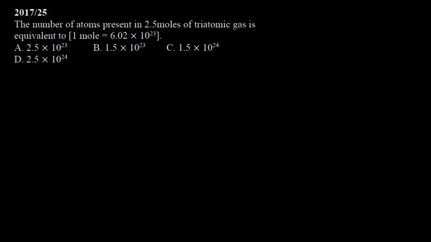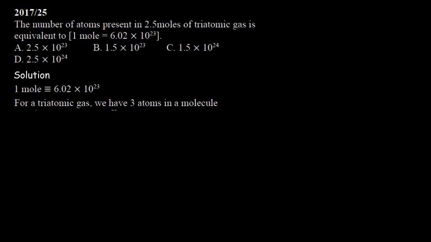We have another question from 2017, and it states that the number of atoms present in 2.5 moles of a triatomic gas is equivalent to, then in brackets, 1 mole is equal to 6.02 times 10 to the power of 23, and we're given the options. Now for our solution, we know that 1 mole is equivalent to 6.02 times 10 to the power of 23, and for a triatomic gas we have 3 atoms in 1 molecule. So 1 mole will be equal to 3 times 6.02 times 10 to the power of 23.